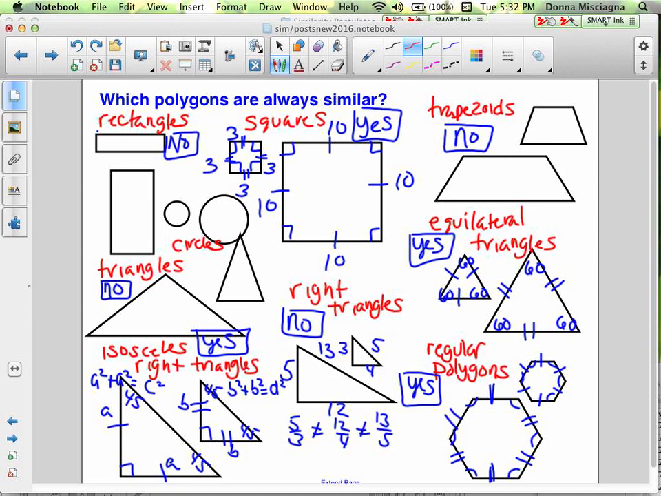So we'll write down circles, even though it's not a polygon, and it's a yes too. They are always similar, right?